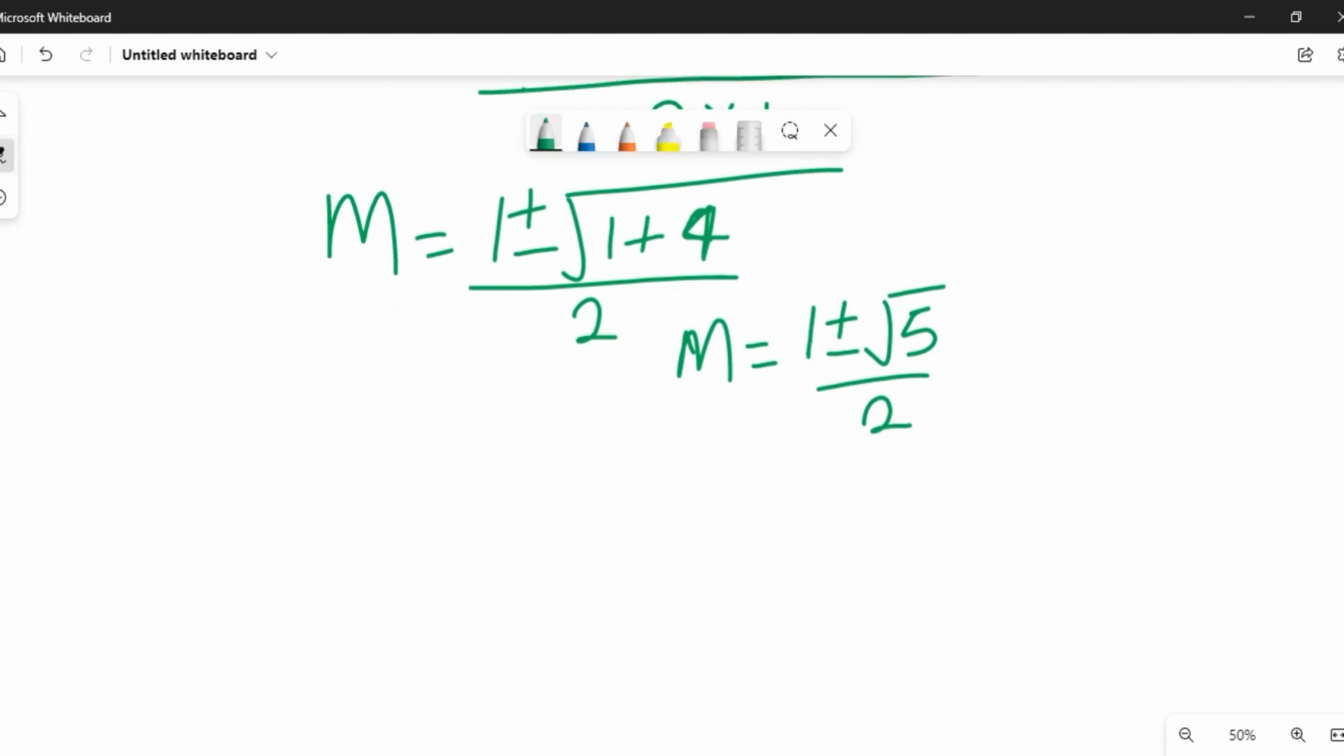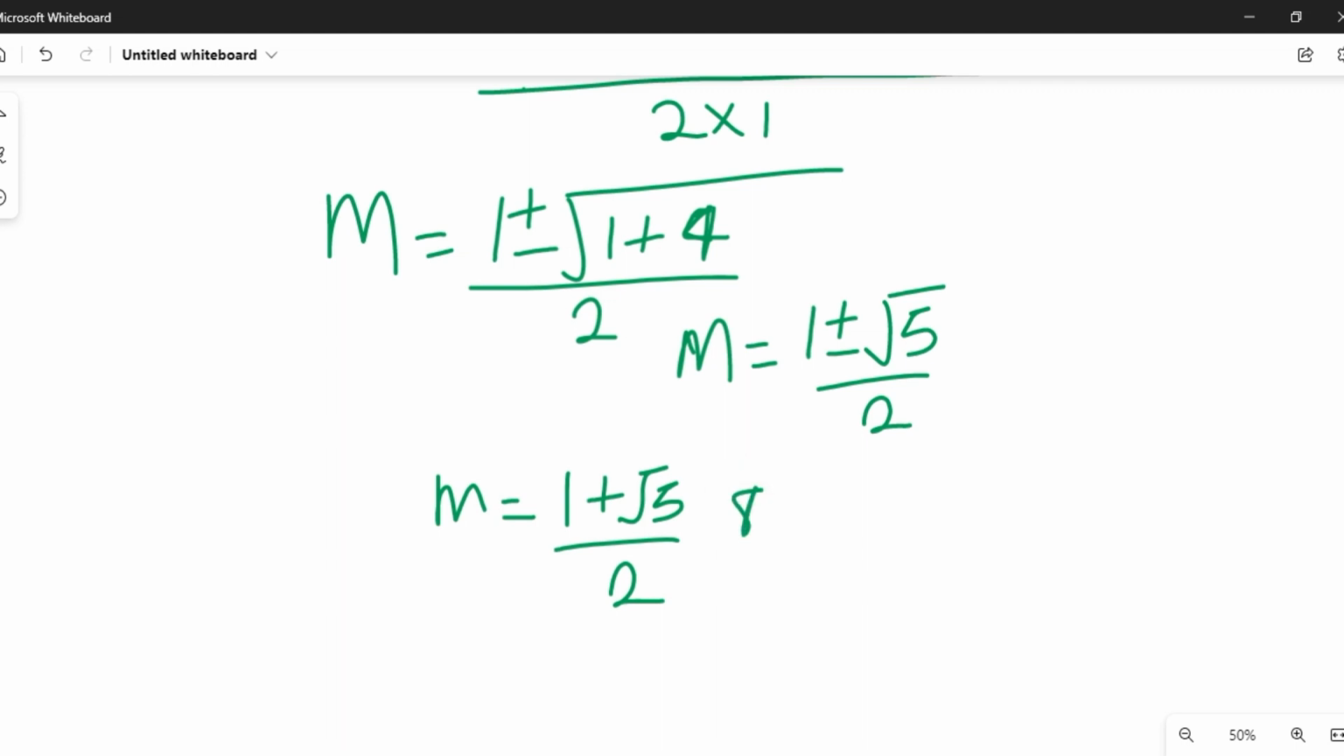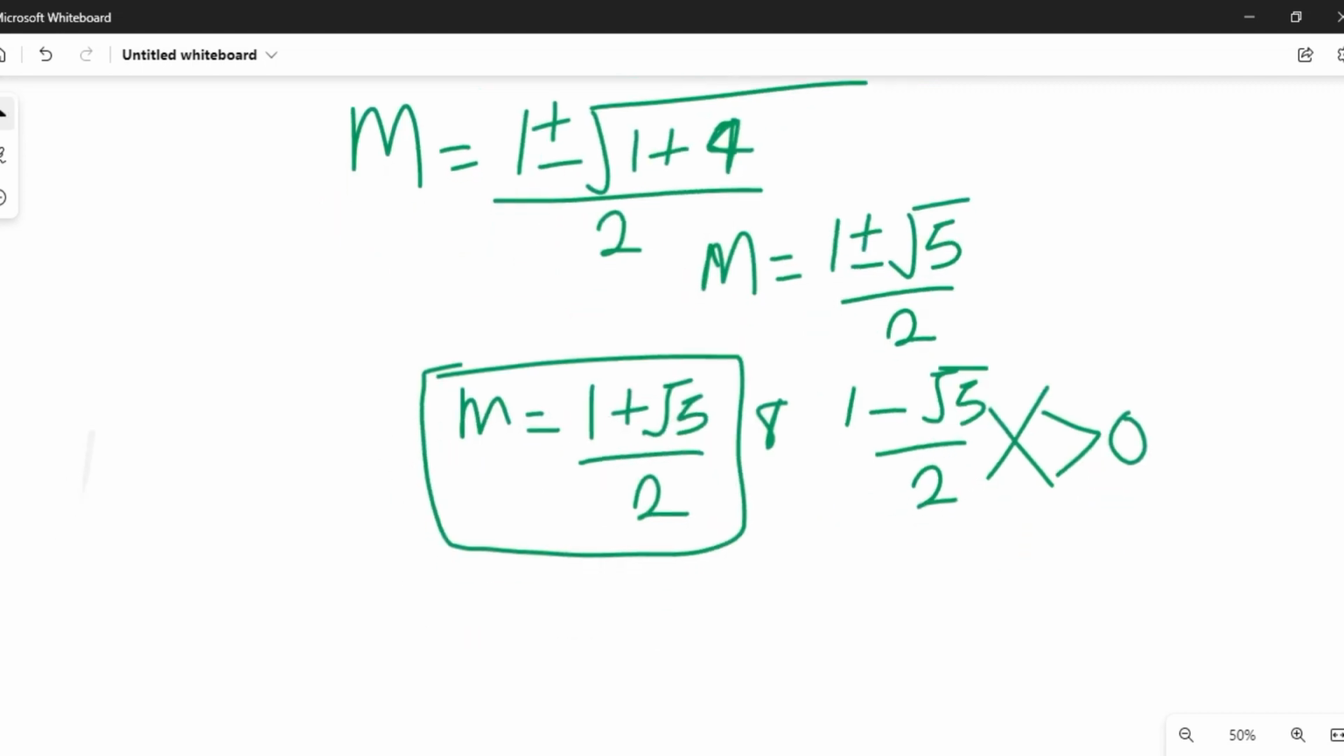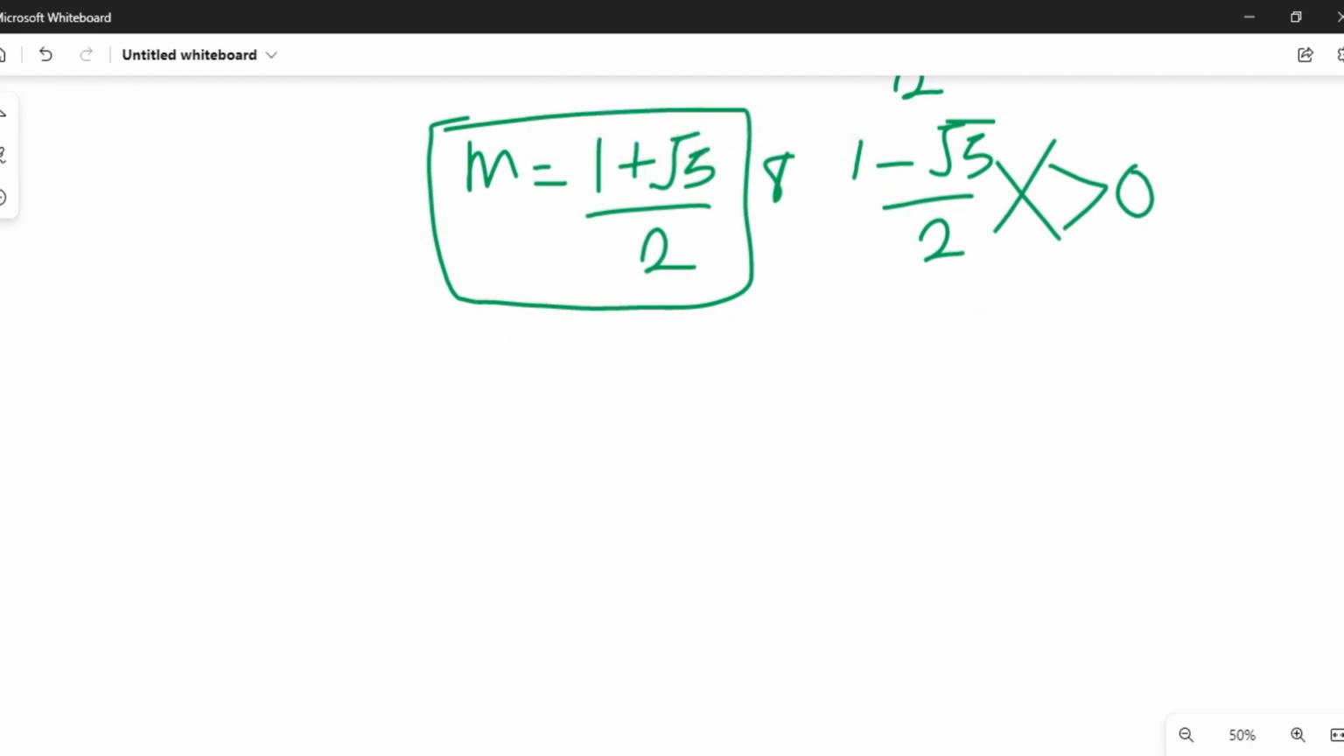That's the solution we are going to get. So m gives us two solutions: (1 plus square root of 5) over 2 and (1 minus square root of 5) over 2. Since we are looking for real values of x, we are not going to use the second one, because it is less than 0 and would give us no real solution. So we neglect it and work with the first, which is the only real solution for the value of m.